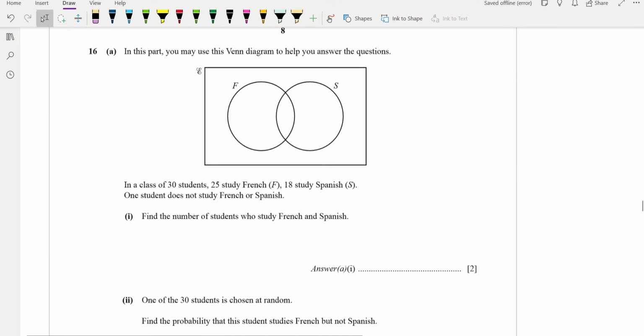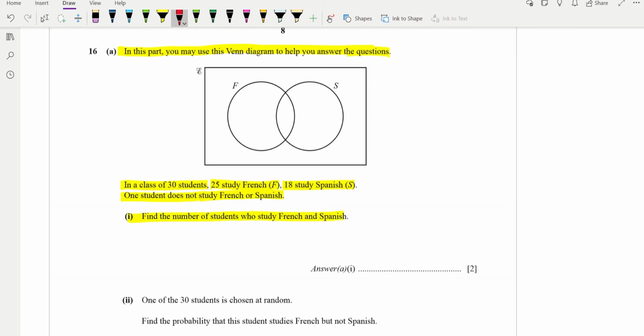Now we can move to question number 16. Question number 16 says, in this part you may use a Venn diagram to help you answer the questions. In a class of 30 students, so the total number of students is 30. 25 study French, 18 study Spanish, one student does not study French or Spanish. So we have to find the number of students who study French and Spanish.